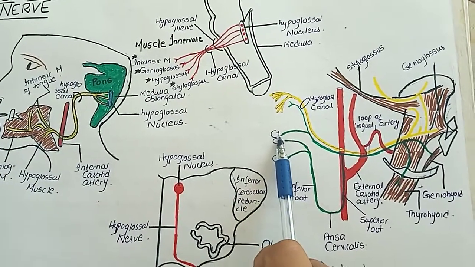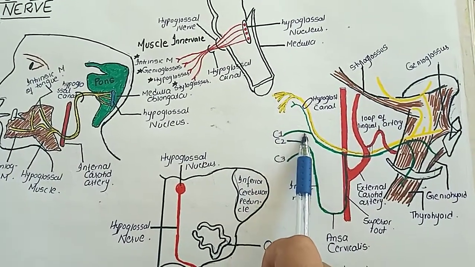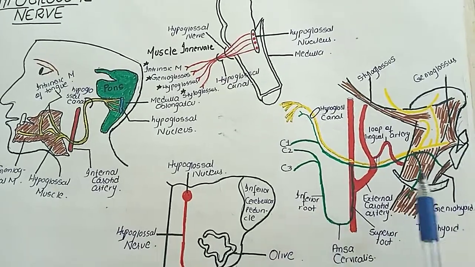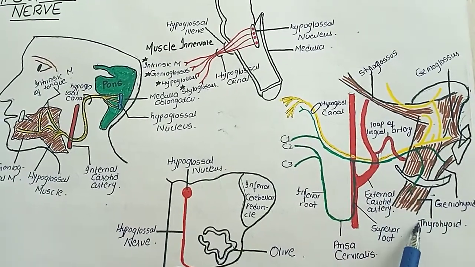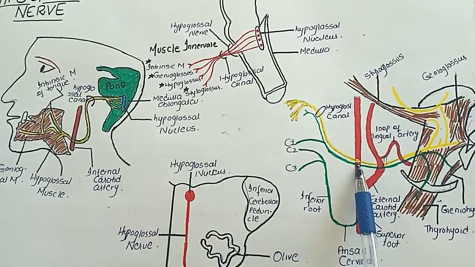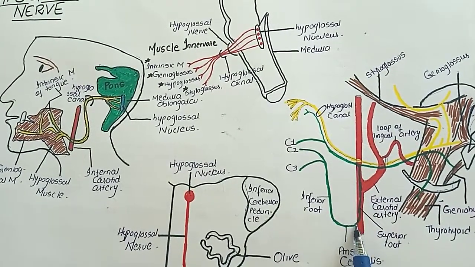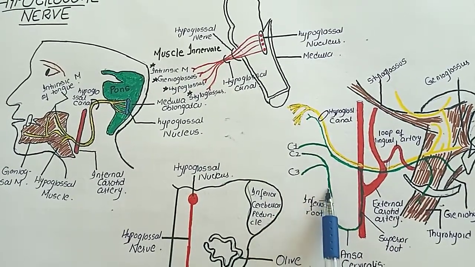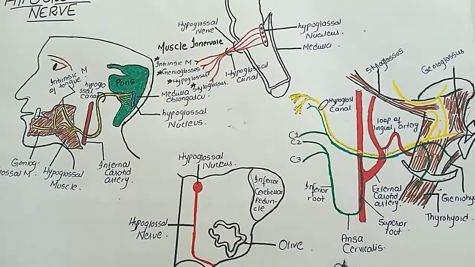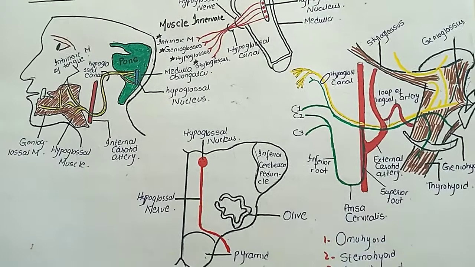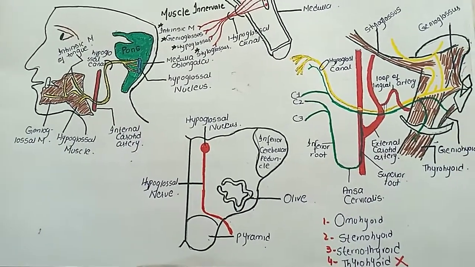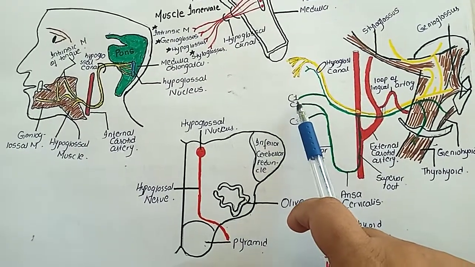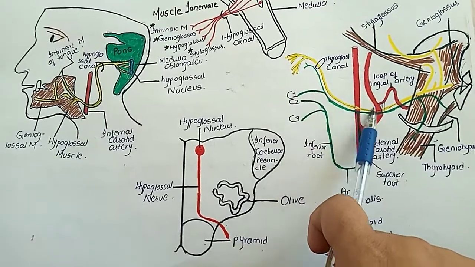fibers of the C1 segment of the spinal cord accompany the hypoglossal nerve and run alongside it and give innervation to the geniohyoid muscle and the thyrohyoid muscle, and some fibers of the C1 segment of the spinal cord descend downward and join with the C2 and C3 fibers of the spinal cord to form the loop-shaped structure known as the ansa cervicalis, and the function of the ansa cervicalis is to give innervation to the infrahyoid muscles, except the thyrohyoid, which is already innervated by the C1 fibers of the spinal cord.